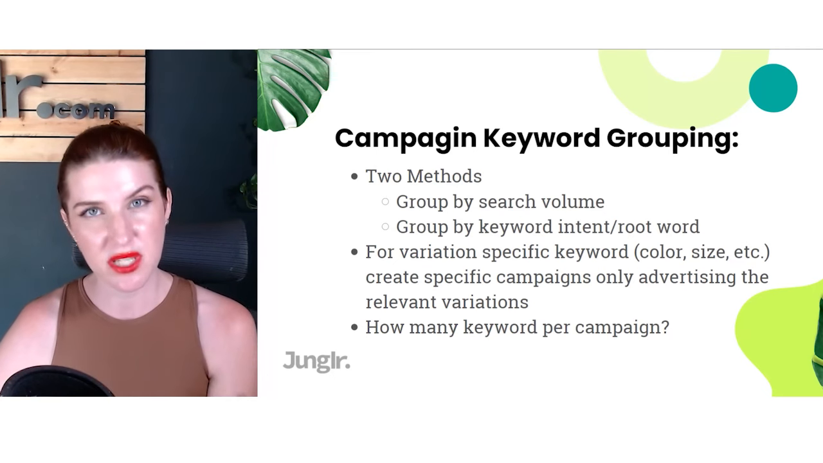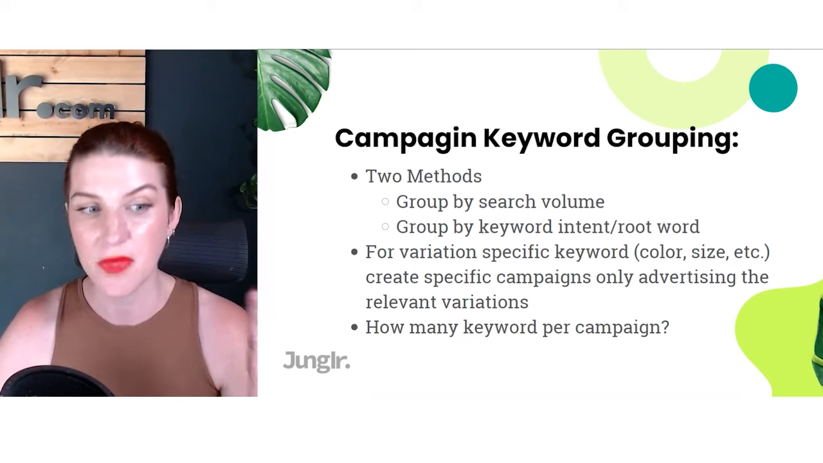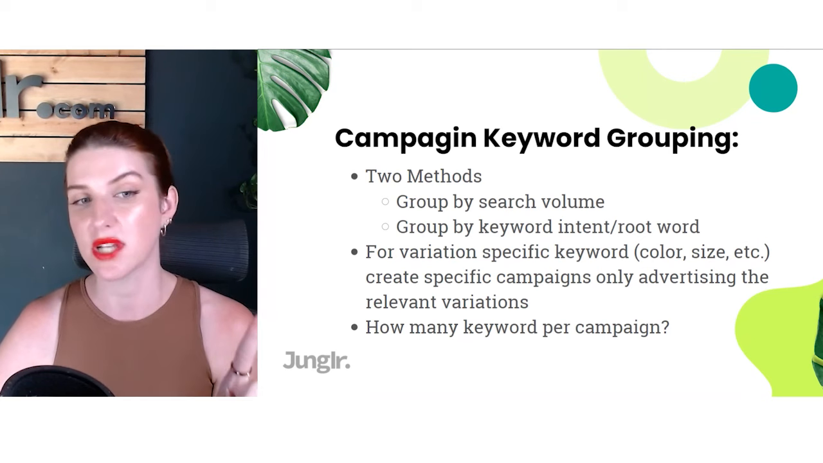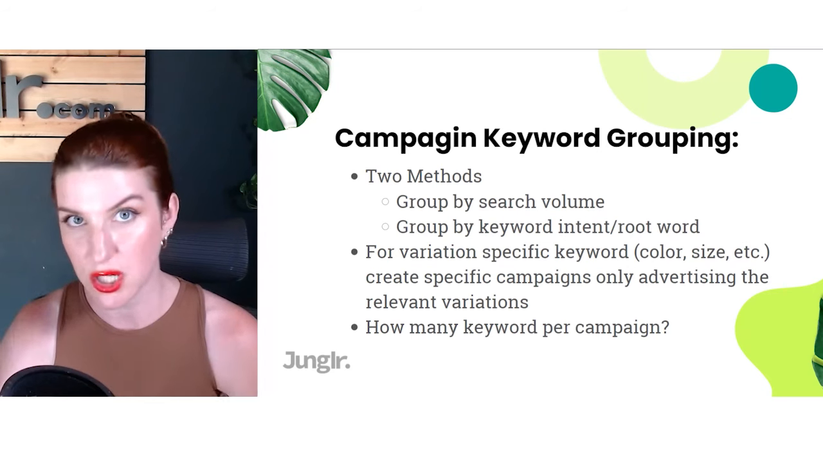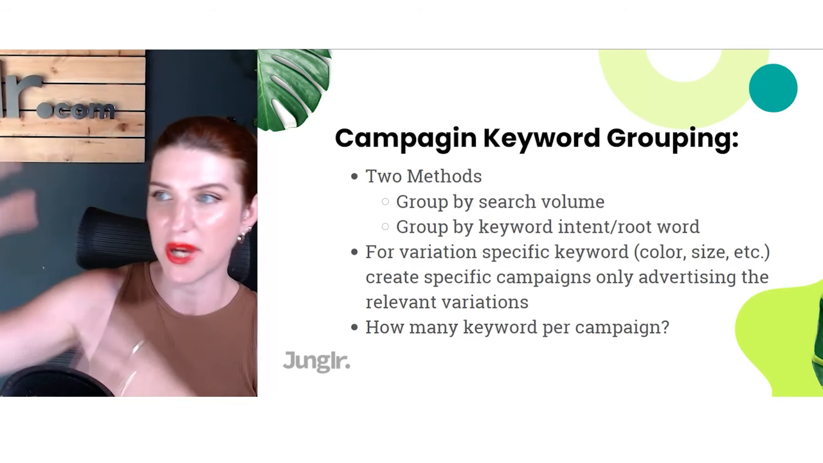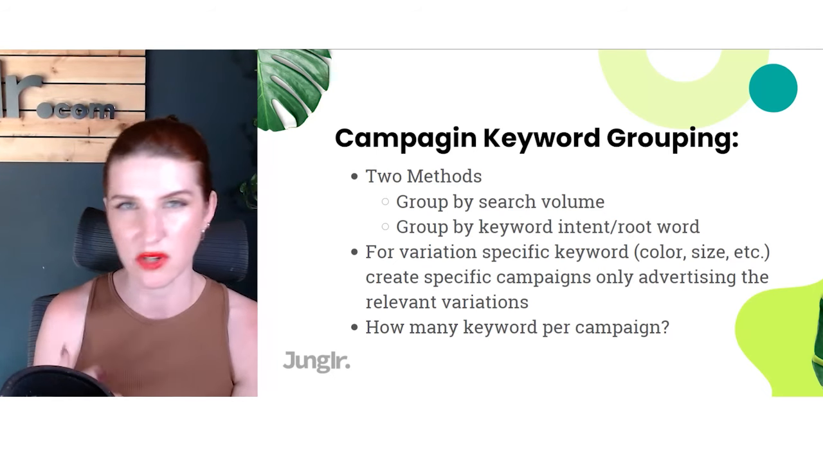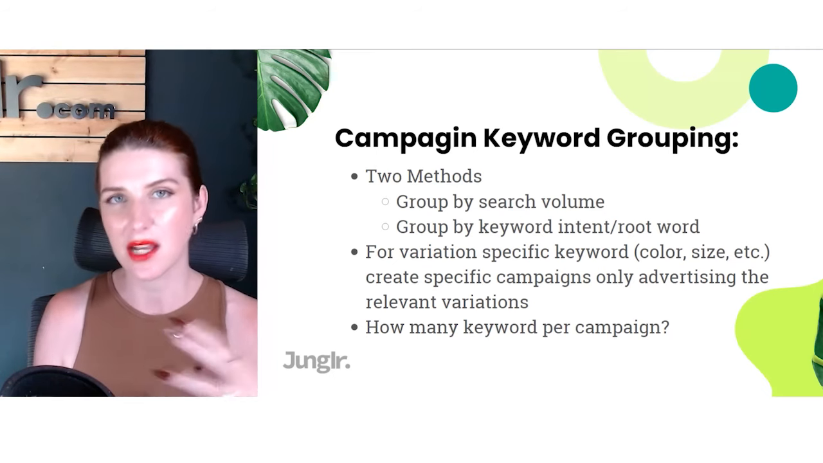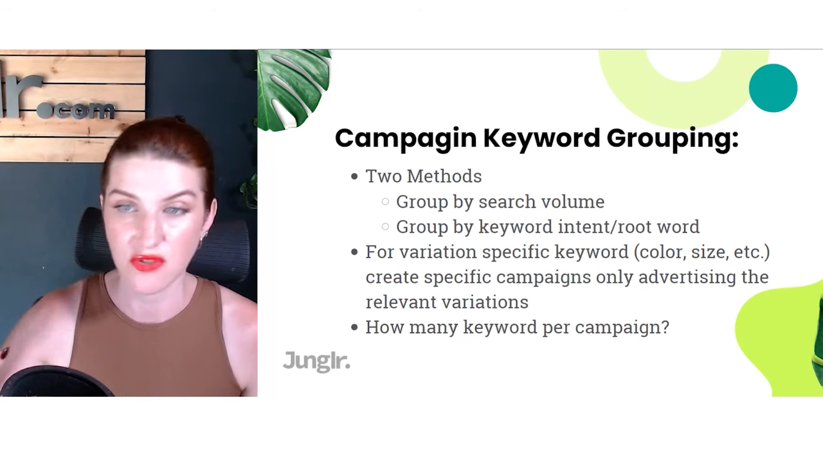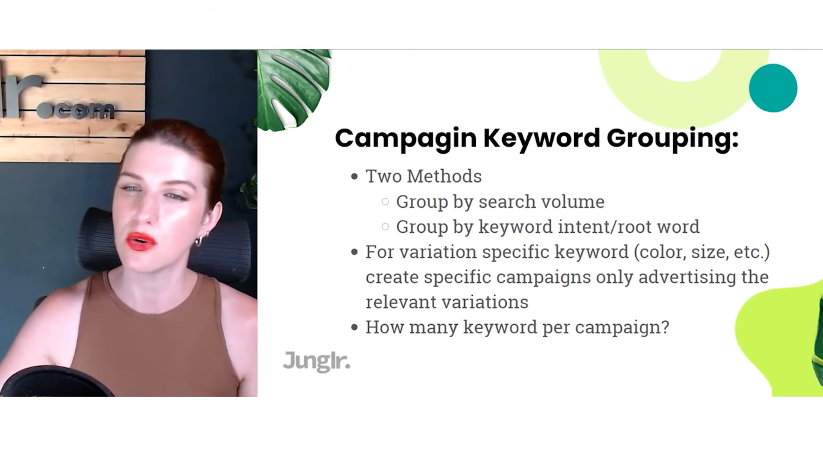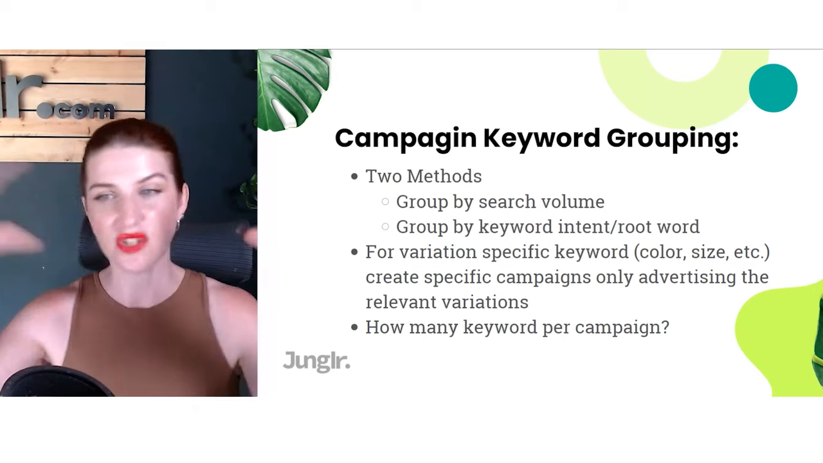And then how many keywords per campaign, again, I touched on that in the beginning. If they are very high volume, I would put a single keyword campaign. So even if I'm grouping by, say, keyword intent or root word, and I had a bunch of root words, long tail and lower search volume and higher search volume, but I had a couple standout keywords with, say, 50,000 search volume or 100,000 or 20,000, something quite high, I would want to create single keyword campaigns for those and then group everything else.